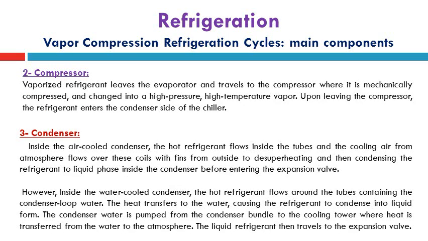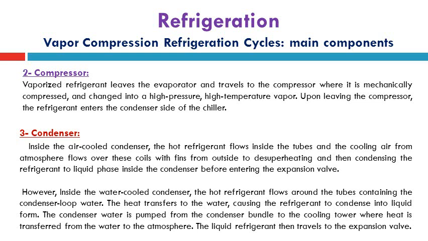2. The compressor. Vaporized refrigerant leaves the evaporator and travels to the compressor, where it's mechanically compressed and changed into high pressure and high temperature vapor in the superheated zone, as will be shown on the pH diagram. This temperature may be named the discharge temperature, and it is the maximum temperature observed in this cycle.